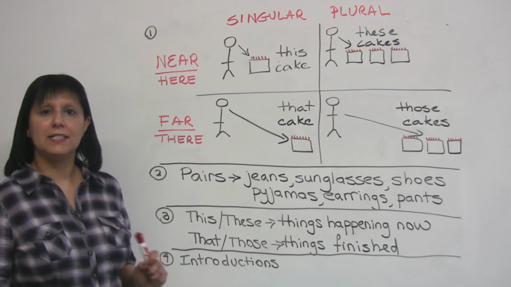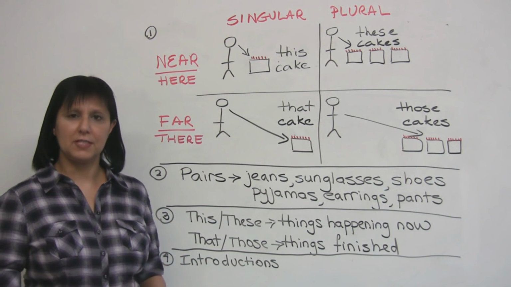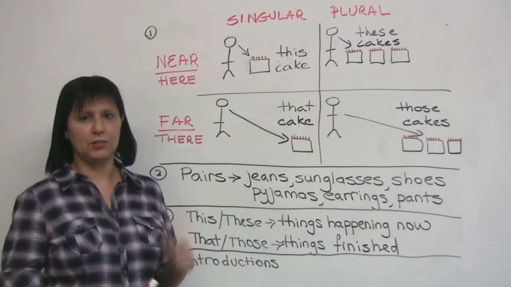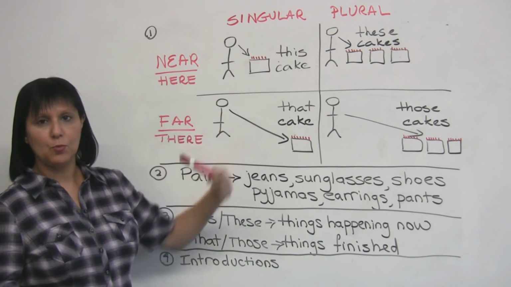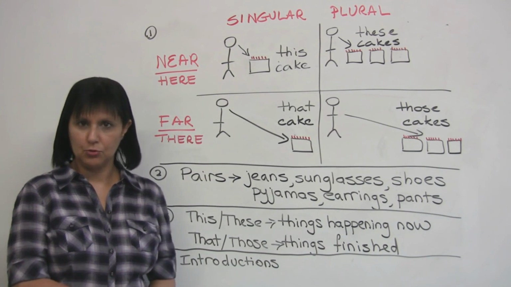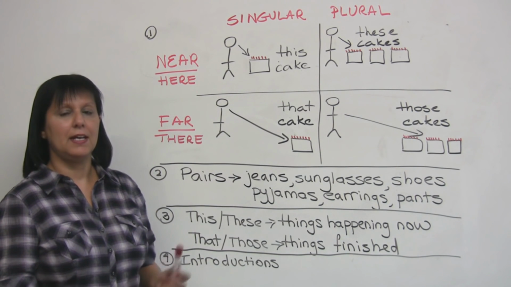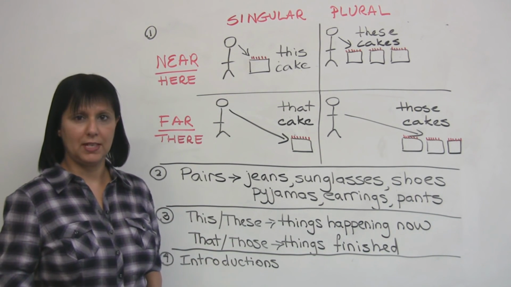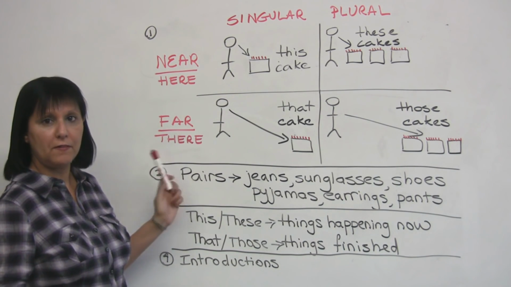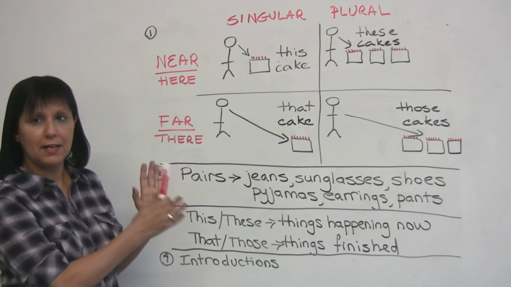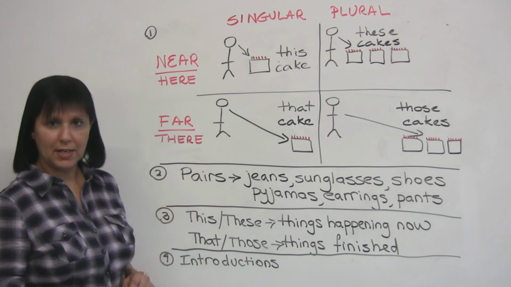The reason that these words are a little bit confusing is because when you use them, you have to take 2 factors into account. The first is you have to decide whether the thing you're talking about is singular or plural. Alright? And the other thing you have to take into account is whether the thing you're talking about is near or far. So you can decide based on these 2 factors. Okay? So let's look at it.